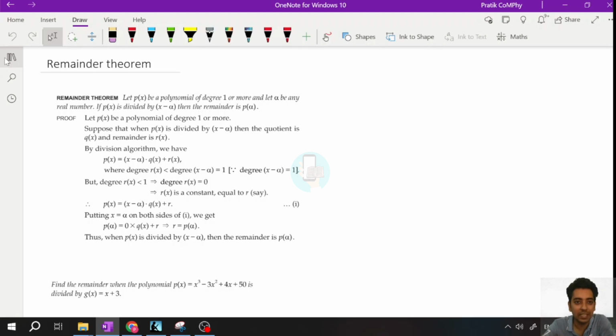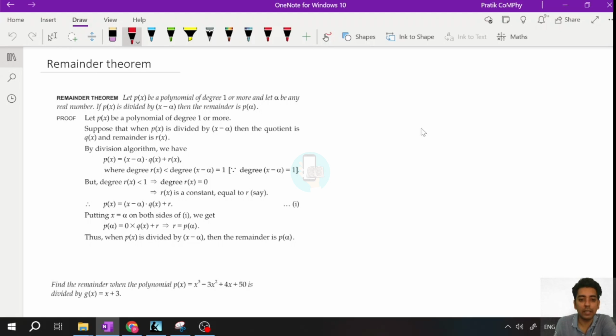Now let's understand what is written, what they want to say. What do we understand by remainder theorem? Here it is written: let p of x be a polynomial of degree 1. What was a degree 1 polynomial? A degree 1 polynomial was nothing but a linear polynomial, right? That's what we have done in terms of degree. We have learned what polynomials are and what they are not, right? And alpha be any real number such that p of x is divided by x minus alpha, right?